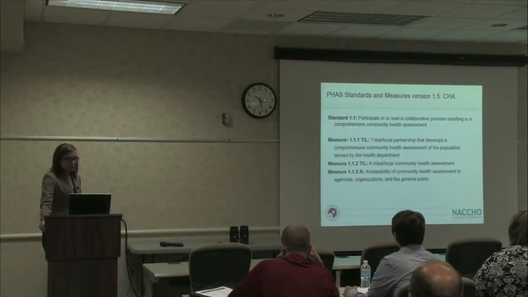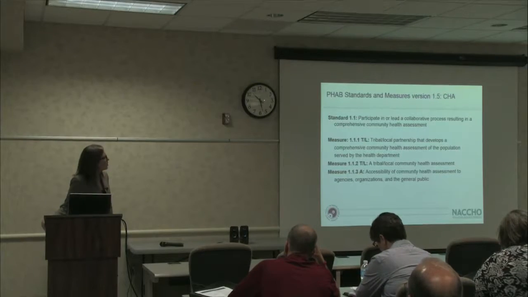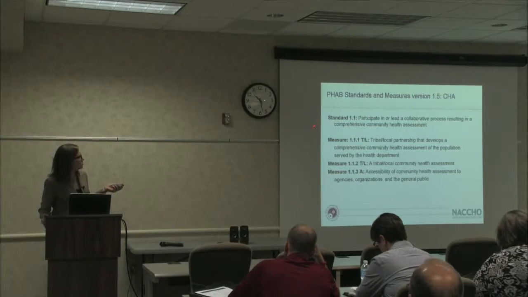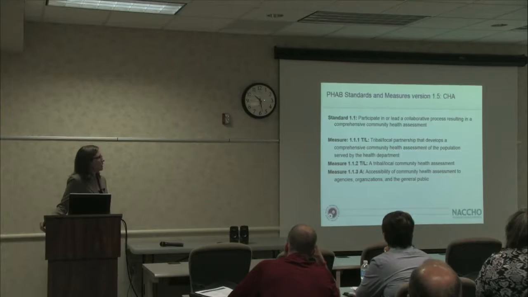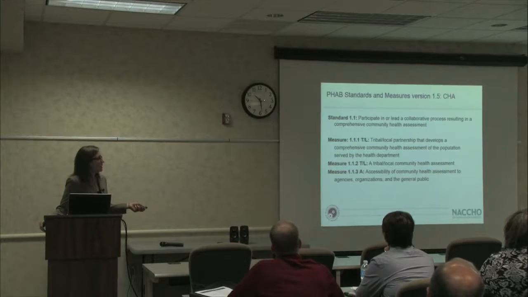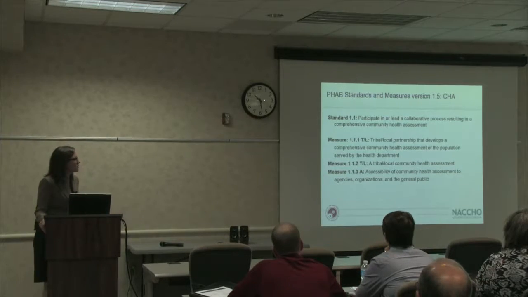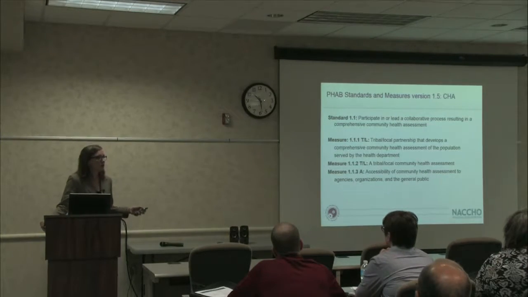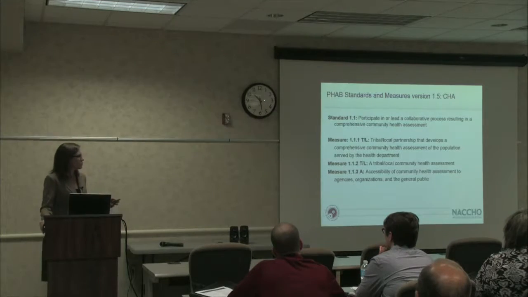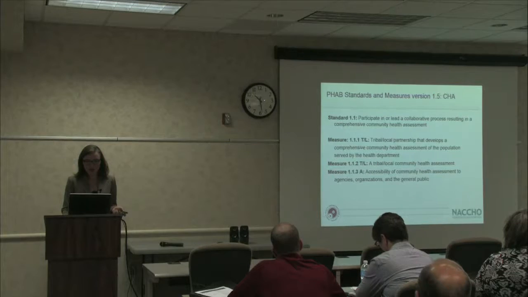Okay, so in the FAB Standards and Measures version 1.5, Standard 1.1 focuses on participating in or leading a collaborative process resulting in this comprehensive CHA. Measure 1.1.1, which is the same for tribes and locals, is a partnership that develops this CHA, and Measure 1.1.2 is the actual document, so the physical community health assessment. And then 1.1.3 is how accessible that CHA is to your community, other agencies, etc. So there are three components of the overall CHA requirement.